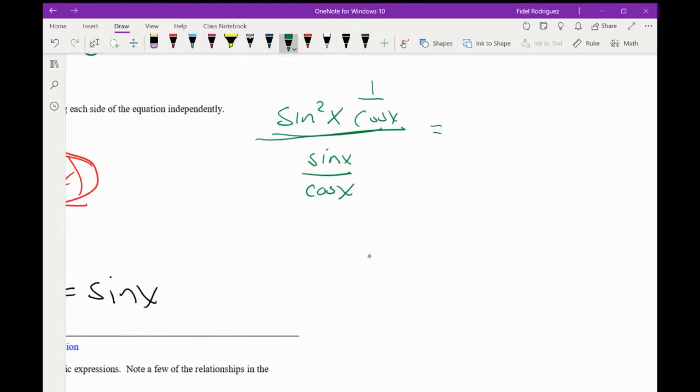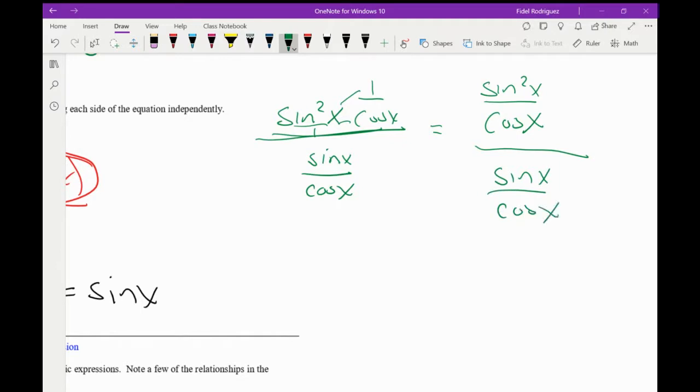Now, I'm still working with the right side. So what I'm going to do is think of this guy being over 1, and multiply straight across. So I'm going to have sine squared x over cosine x divided by sine x over cosine x. And this here is what we call a complex fraction, because we're taking one fraction and dividing it by another. But we know how to divide fractions.